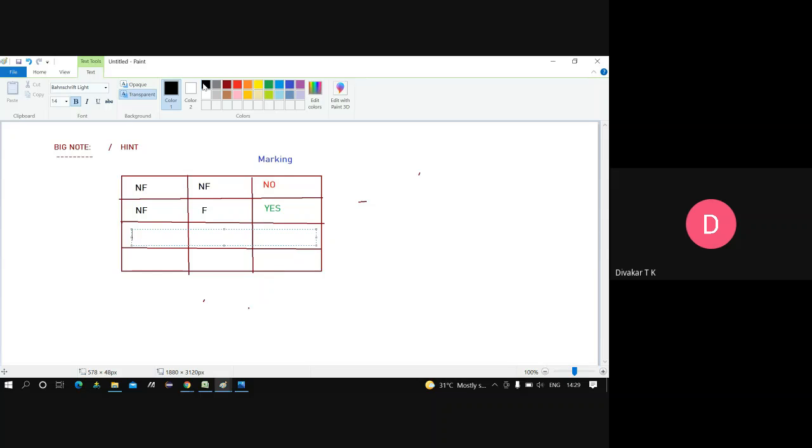Now again, final state, non-final state. So here again the marking should be yes. If one is a final state and the other is a non-final state, then you can mark it. Now one is a final state, and the other is also a final state, so then you have to say no.